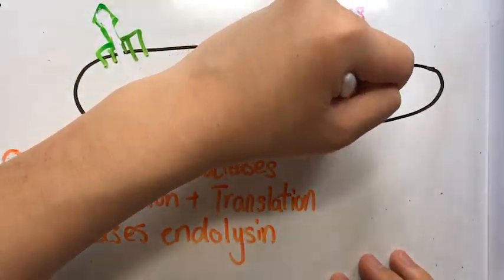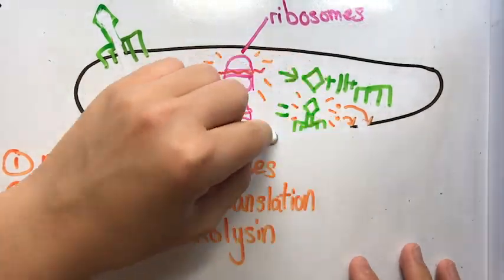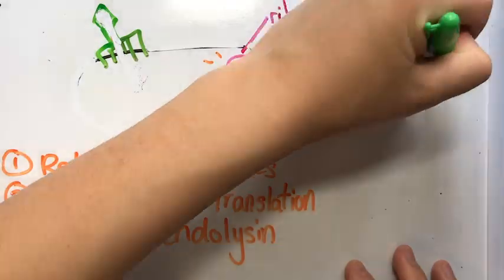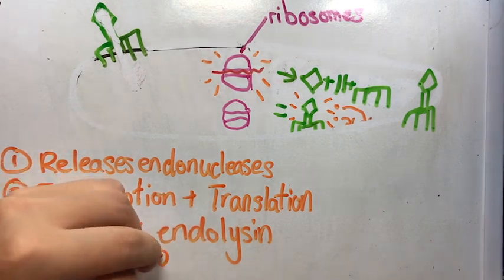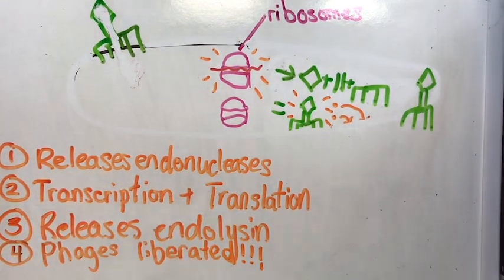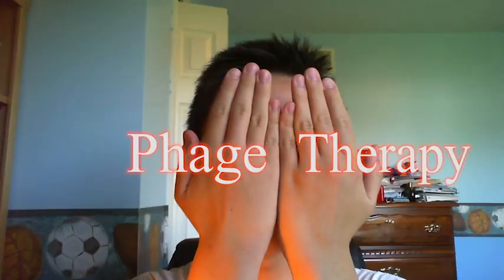Finally, phages will release enzymes called endolysin that break down peptidoglycan in the cell wall, causing the bacteria to lyse, releasing the newly formed phages to be liberated into the surrounding environment to infect more bacteria.